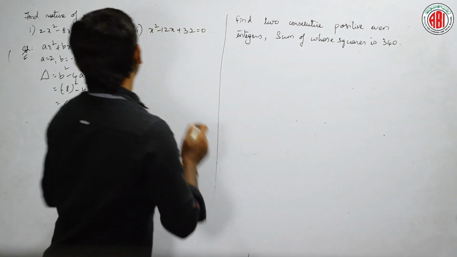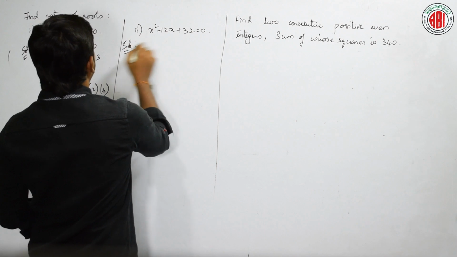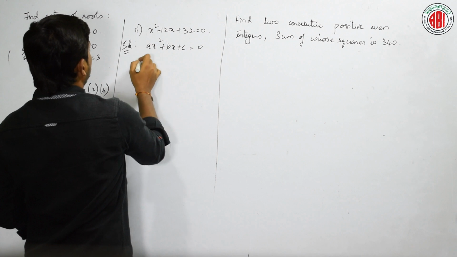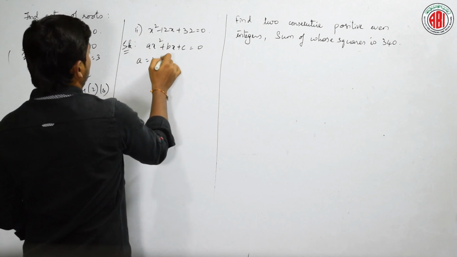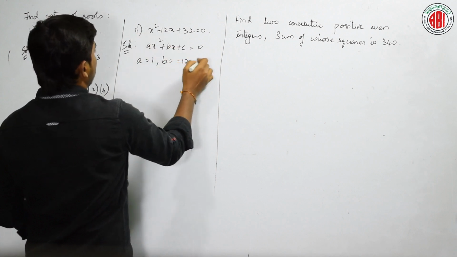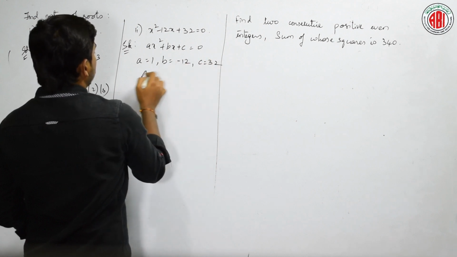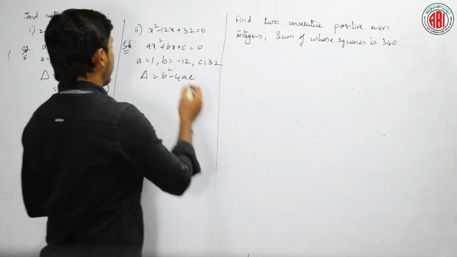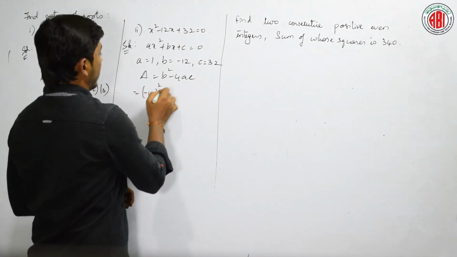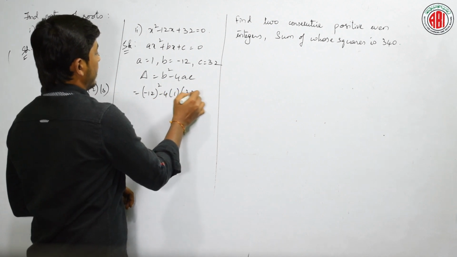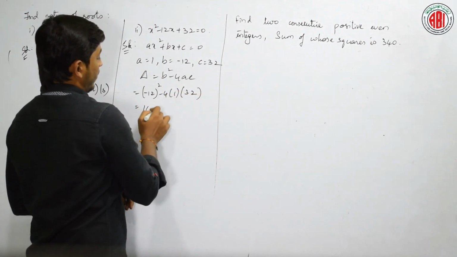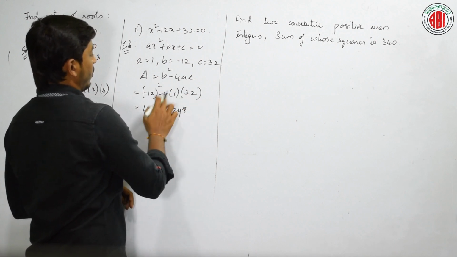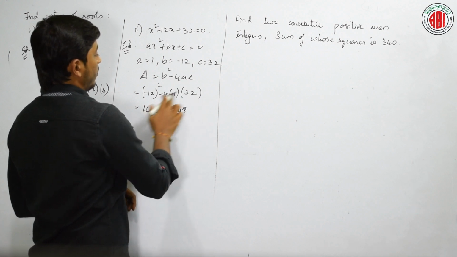So, next question. Here again compare it with ax square plus bx plus c equal to 0. What is a? X square ka coefficient is 1 here. B is minus 12. C is 32. Discriminant formula is b square minus 4ac. Okay. So, let us substitute it. That is minus 12 whole square minus 4 into a into c. 12 square is 144 minus 4 2 is 8, 4 3 is 12, right?